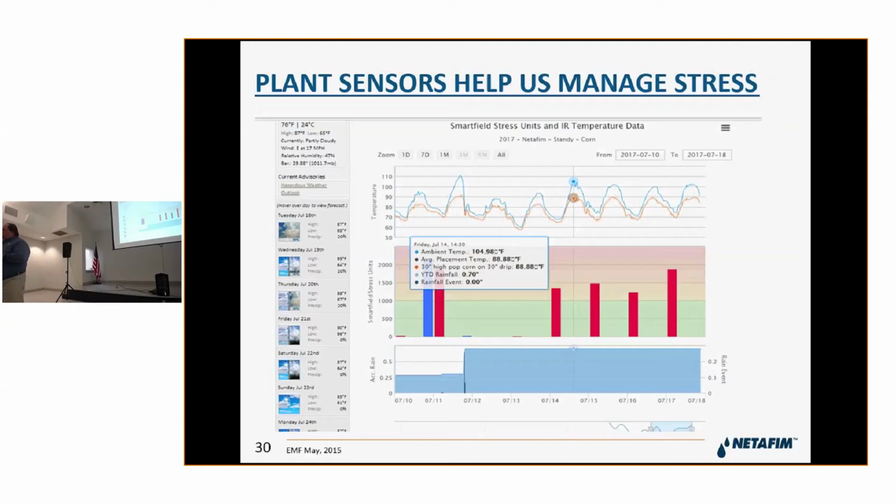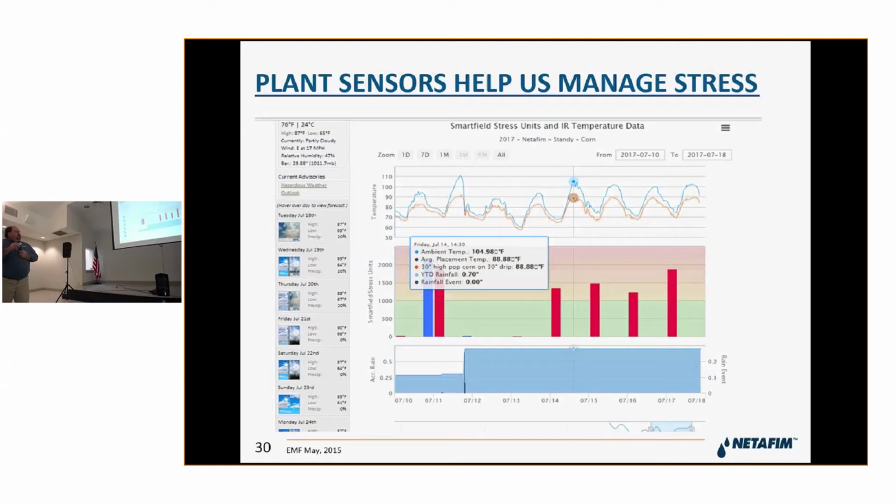We're doing a pretty good job of irrigating if we can keep the plant temperature down, because how does the plant cool itself? It does the same thing as you and I do. It hydrates itself, it sweats. It transpires through the plant, pushes it out the top, cools itself. That's how it keeps it at 88 degrees. So on this particular day, doing a pretty decent job. So the SSU, or the Smart Field Stress Unit, was right about 1,500.